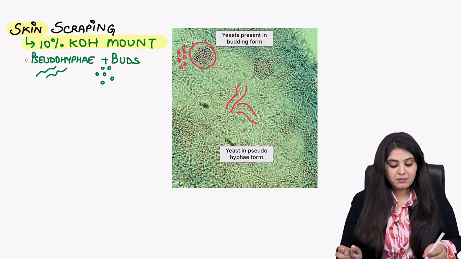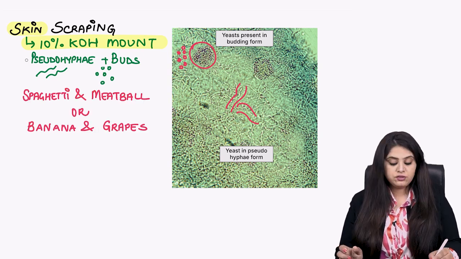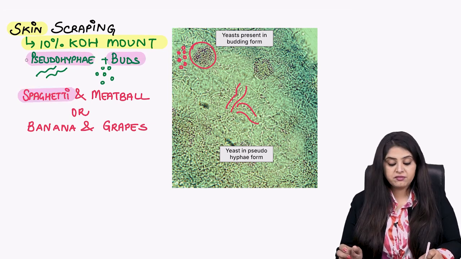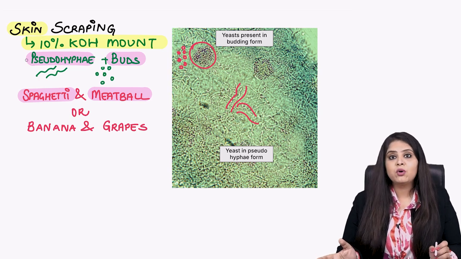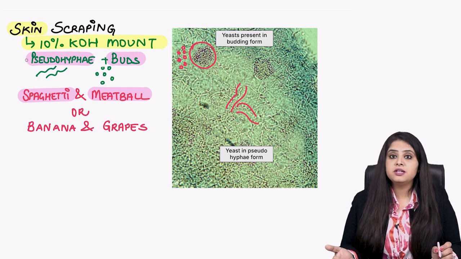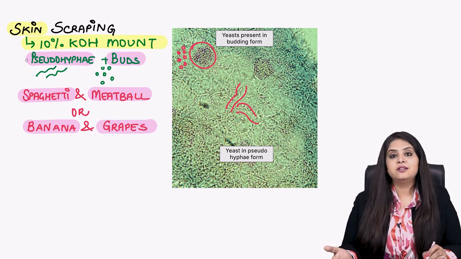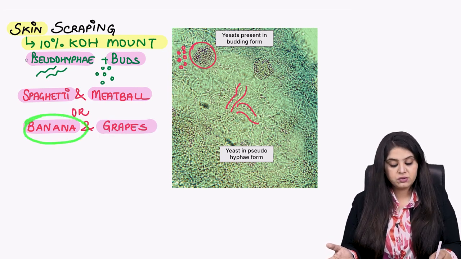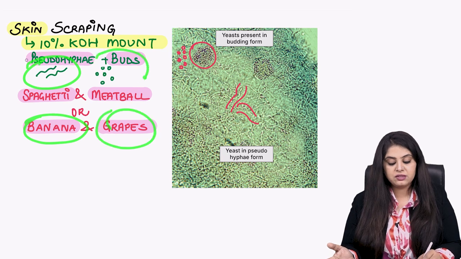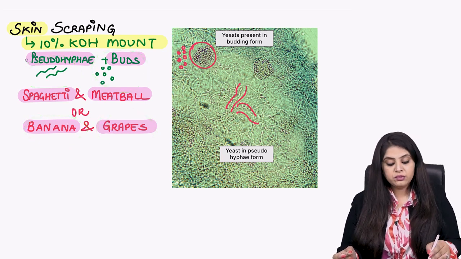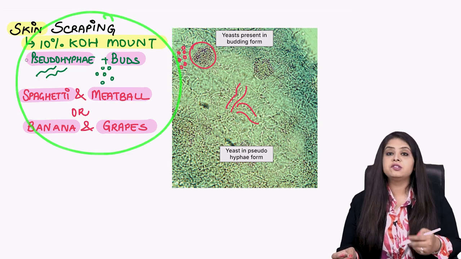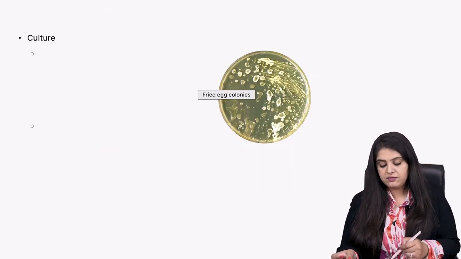Well, on the basis of imagination, the pseudohyphae have been imagined to be the long spaghetti pasta and the buds have been imagined to be meatball. So this is the spaghetti and meatball appearance, and before the vegetarians feel offended, if you're vegetarian, you can also learn the other name, that is banana and grapes appearance, where of course the banana is denoted to be the pseudohyphae and the grapes are the buds that we have. Now, as soon as you see this on a KOH mount, of course the next thing you want to do is a culture, and there we go with it.